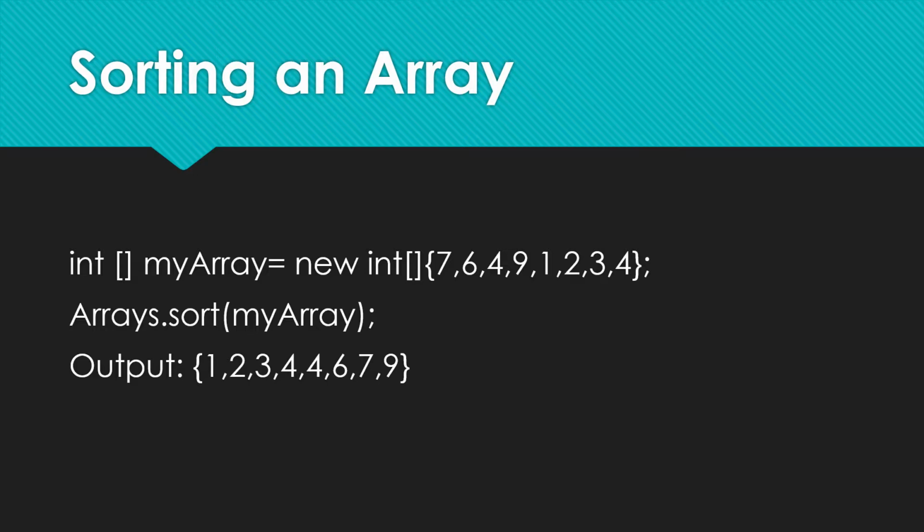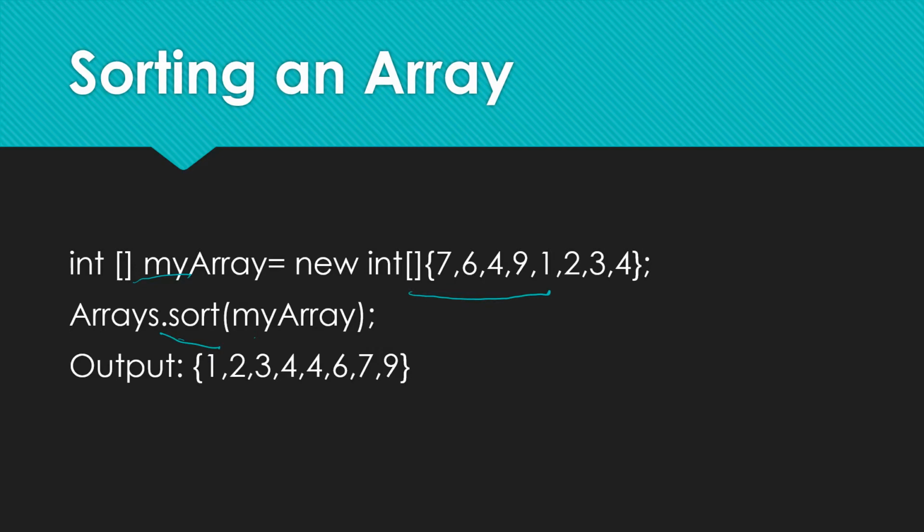Next, we are going to see how to sort an array. So in this first line, we are declaring an integer array, myArray, and we are initializing the values as well. Those are random values, and we are going to sort it using the sort method, which takes myArray as a parameter, and then it prints. This sort method returns the sorted array.